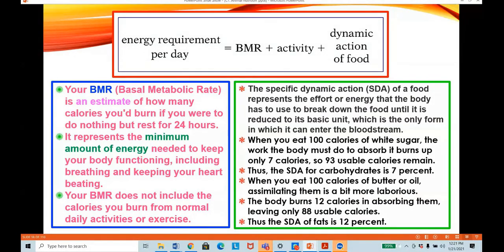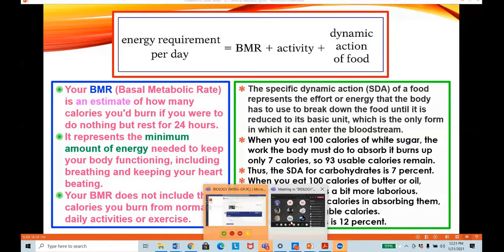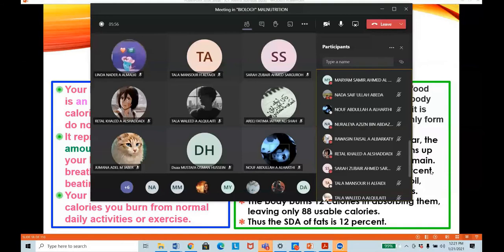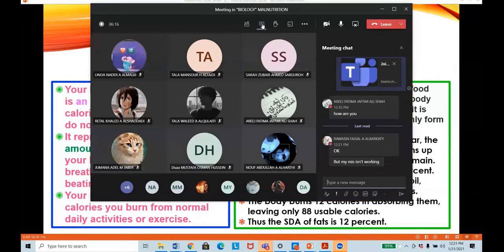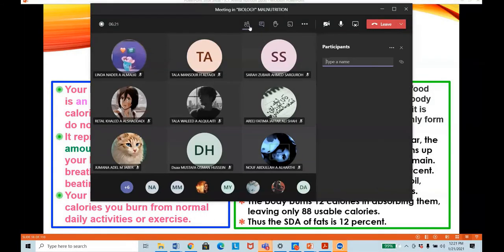Now, who's going to explain what is dynamic action of food? Ravasan, would you like to explain? Maryam Nada? Ms. Ravasan responded in the chat. Okay, Ravasan has written in the chat. Okay, but my mic isn't working. Okay, never mind, Ravasan. Jumana, would you like to explain?